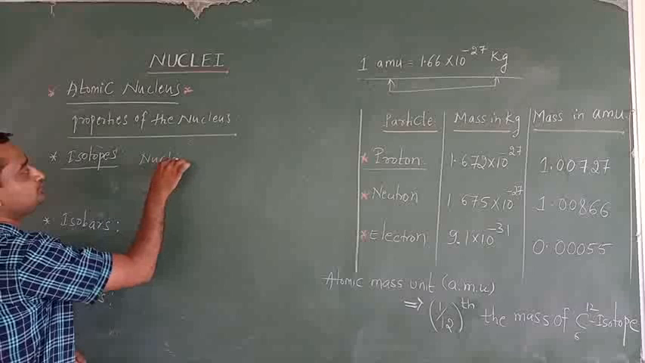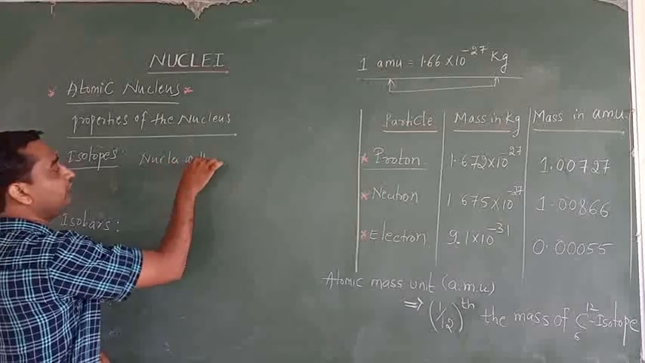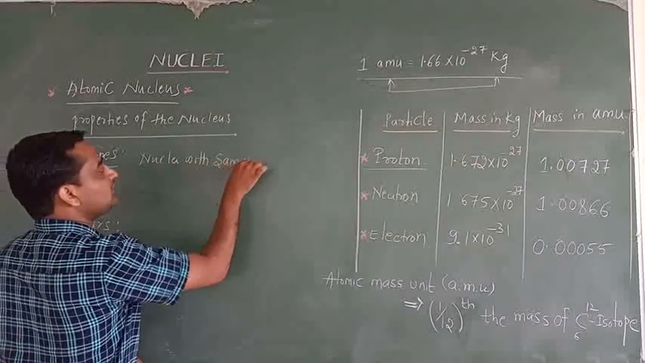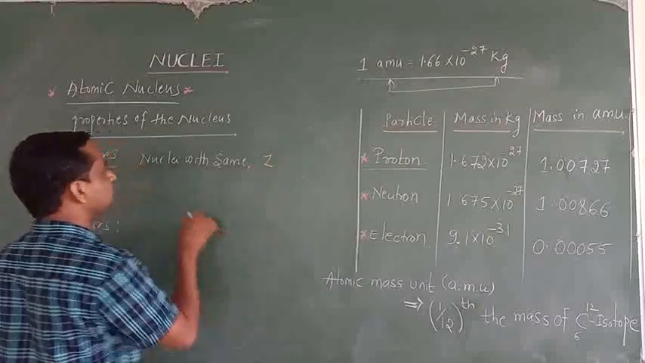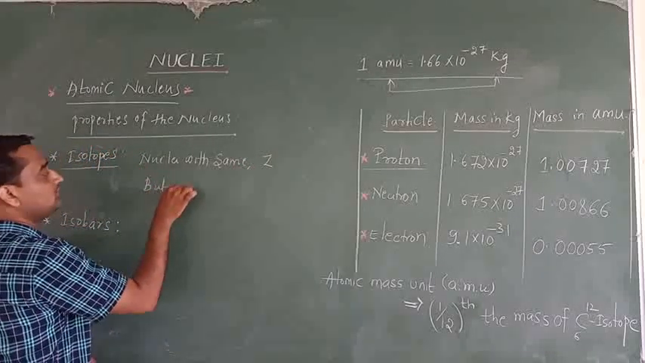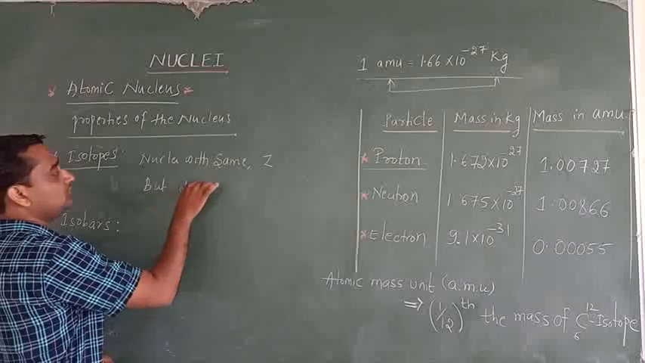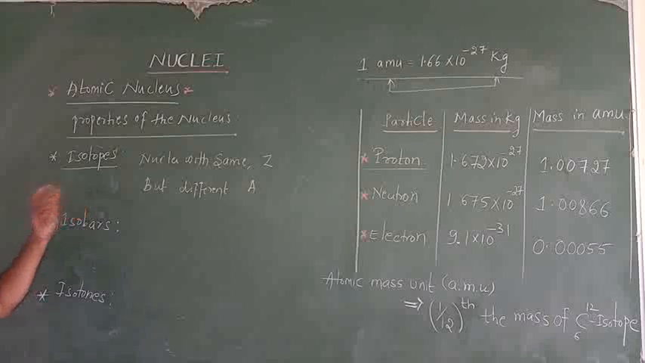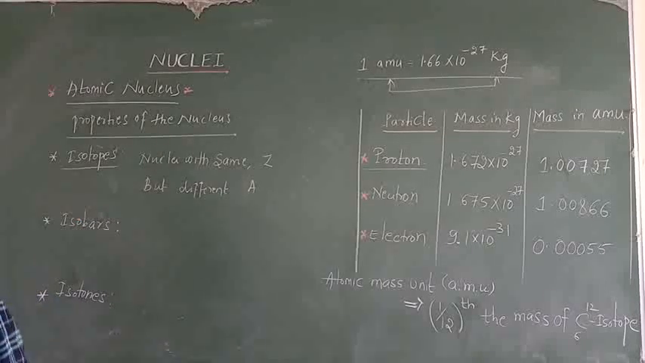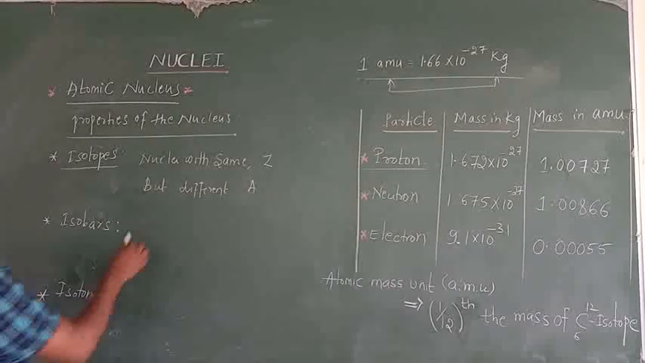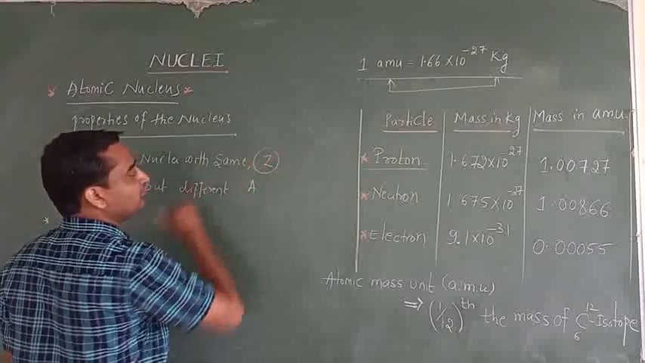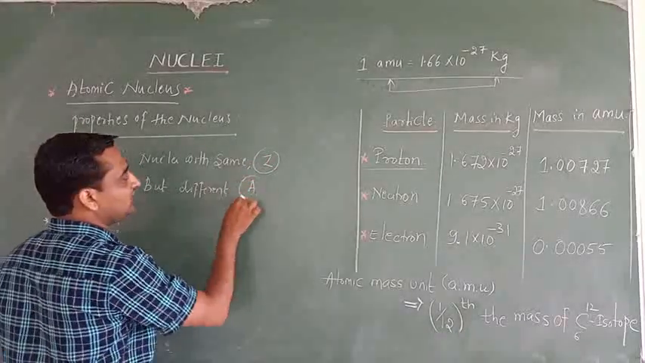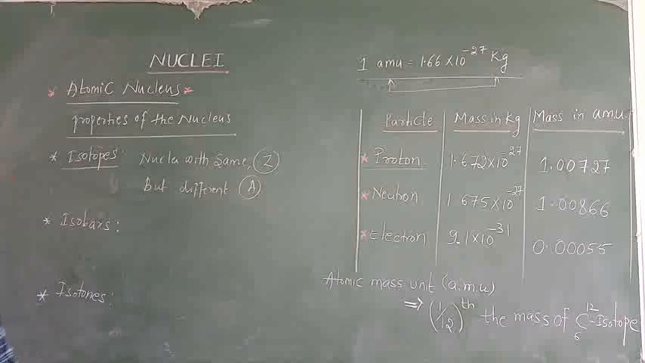Nuclei with the same charge but different mass number. These are called the isotopes. What are isotopes? The nuclei with the same atomic number but different mass number are called isotopes.